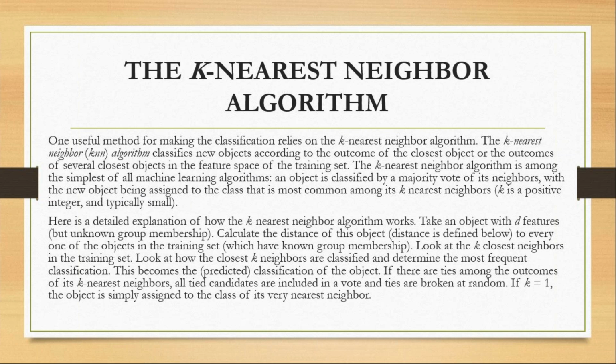And as I said, it is the most simple, most naive kind of algorithm that we have, and it is easy to explain. An object is classified by the majority vote of its neighbors. The new sample goes with the majority of the neighbors, and the new object is classified to the class that is the most common among its k neighbors.